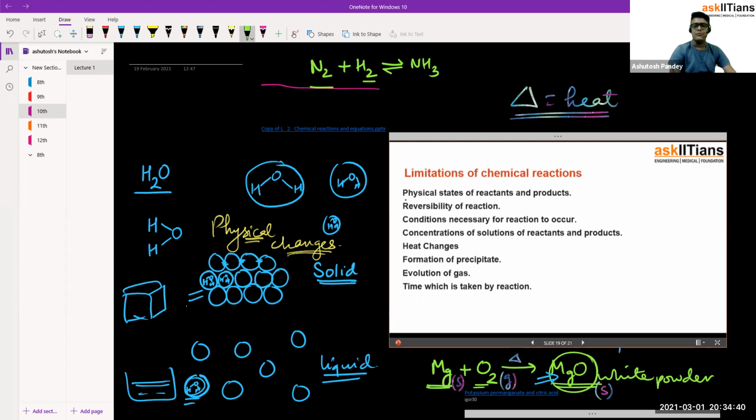Now, conditions necessary for a reaction to occur. I already explained that on the arrow we can write the conditions which are necessary for this reaction to occur.